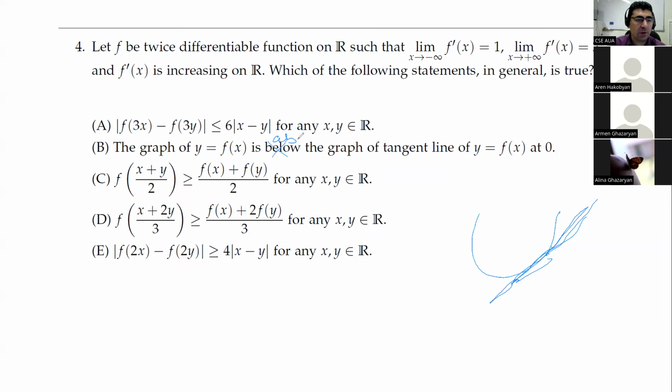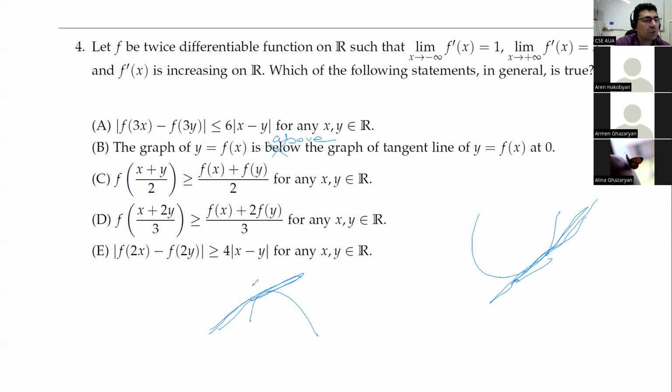It should be above. If you have a concave up function, then our function is above the graph of the tangent line. If you have concave down, yes, in this case the graph is below the graph of the tangent line. So A is the correct answer.